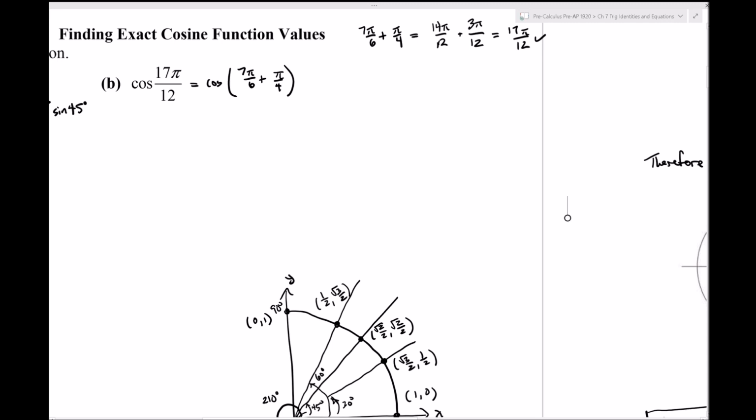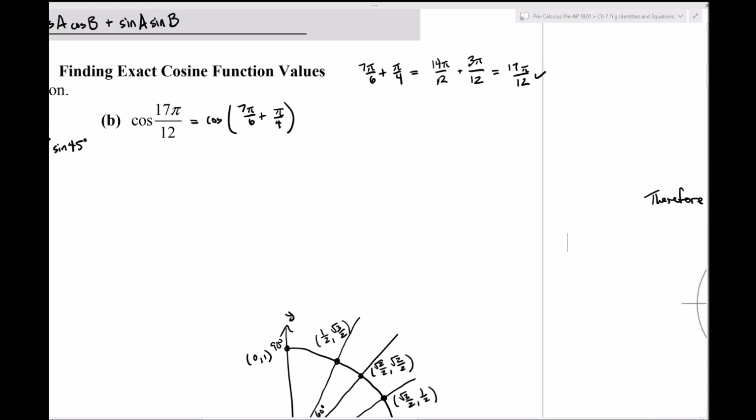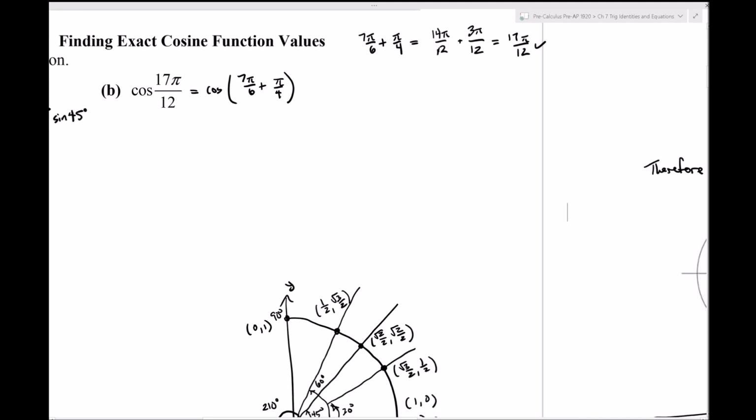So what I'm going to do is leave that in the notes and make it look as if I was just playing a guessing game and I got it right the first time. So 7 pi over 6 plus pi over 4 is equal to that. So good. So either way, cosine of 7 pi over 6 plus pi over 4, that's a plus.